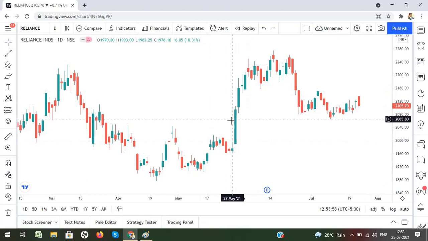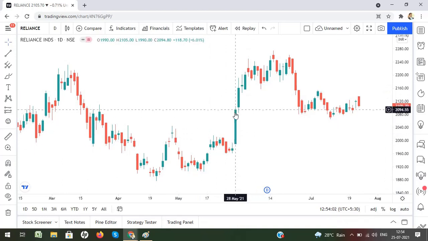You can see this big green color candlestick here. If I place a cursor on it, you can see the open, high, low and close. In this case, the closing price is 2094.80 and the open price is 1990. So the closing price is definitely higher than the opening price.